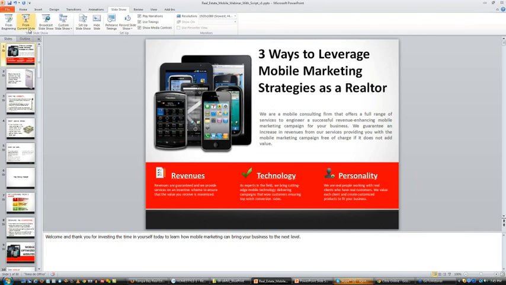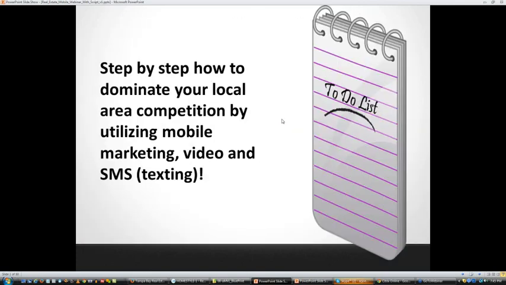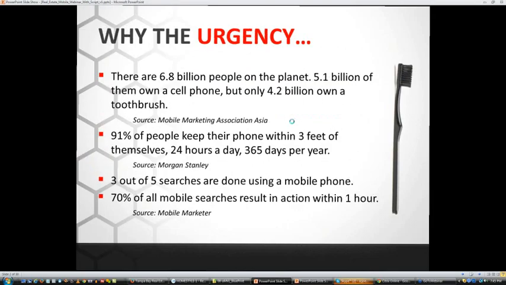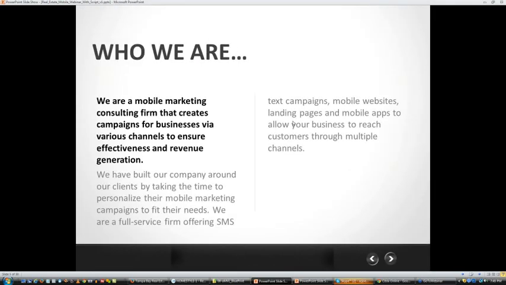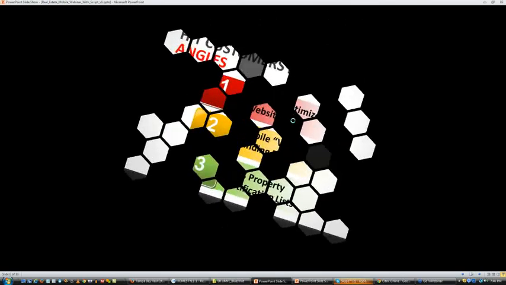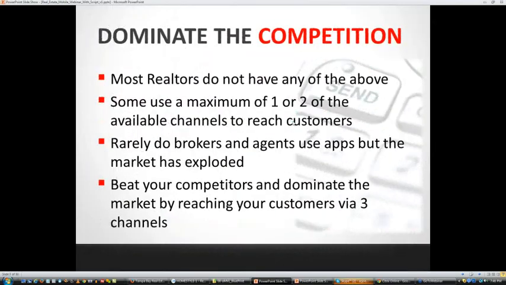webinar that we created. It's just way cool, and I have installed the animation and all this kind of thing. Basically, it's a step by step how to dominate your local area competition. And we're talking to the agents here. As you can see, way cool animation and why there's urgency. We go through some really cool statistics and talk about how if their business isn't in mobile, why it should be. It talks about what type of company you are, and we go through our triple threat presentation that we just went through, as far as mobile optimized websites, this kind of thing, and tell them how they can dominate their competition, and go through some of the bullet points.